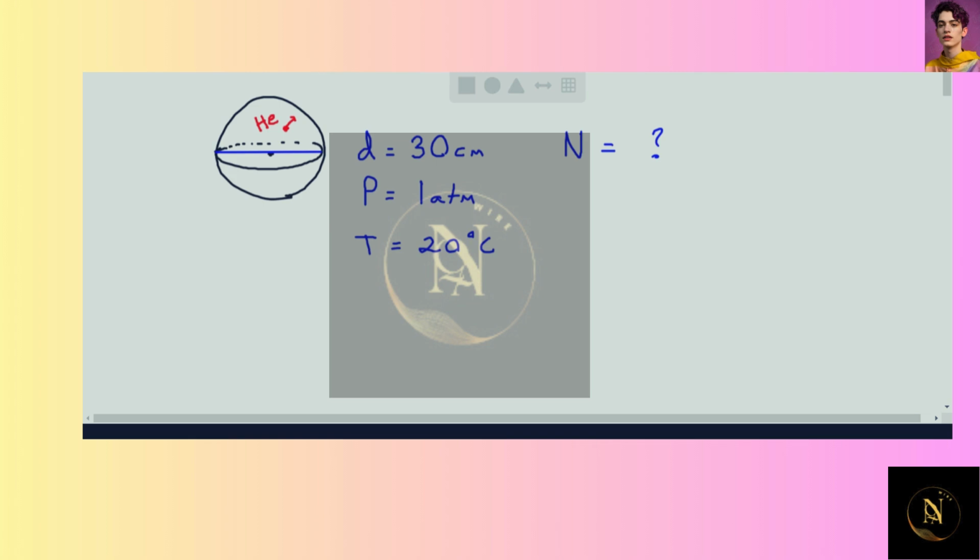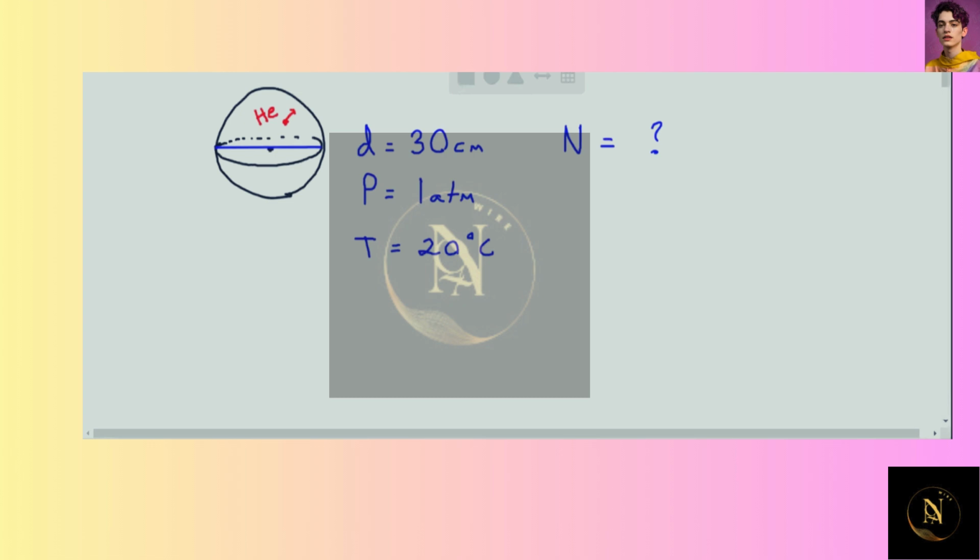We are going to determine the number of helium molecules in that sphere. So the first thing we'll probably want to do here is determine what the volume of this sphere is. We can recall from our geometry knowledge that the volume of a sphere is 4/3 pi r cubed. In our case, r, the radius of the sphere, is going to be half of the diameter, which is 15 centimeters, or 0.15 meters.